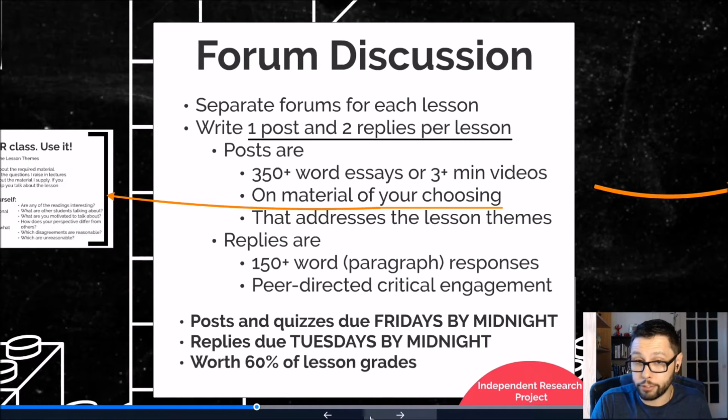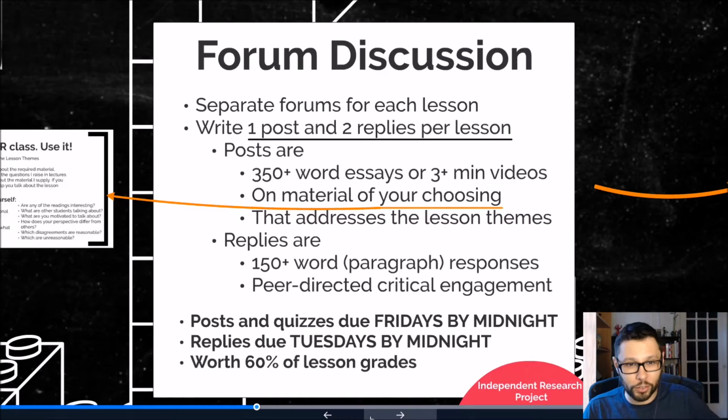350 words, page and a half is one option, but I'm also giving you the option of creating a short video, a vlog, and your vlog should be at least 3 minutes long at minimum. In addition to your post, you also should reply to some of the other students. You need to leave 2 replies at least of 150 words or more. 150 words is about a paragraph. The idea is to engage critically in the discussion of the material, to respond to your classmates and to engage in some interaction over the material.